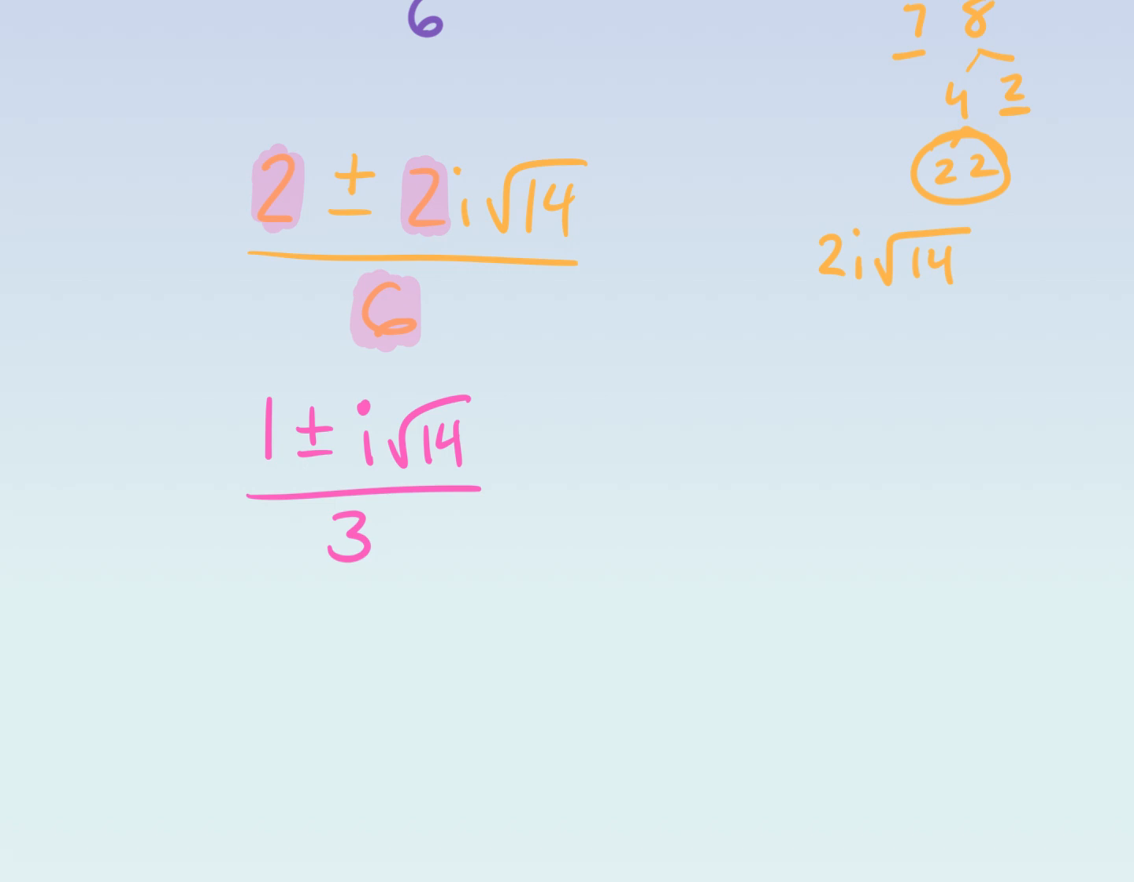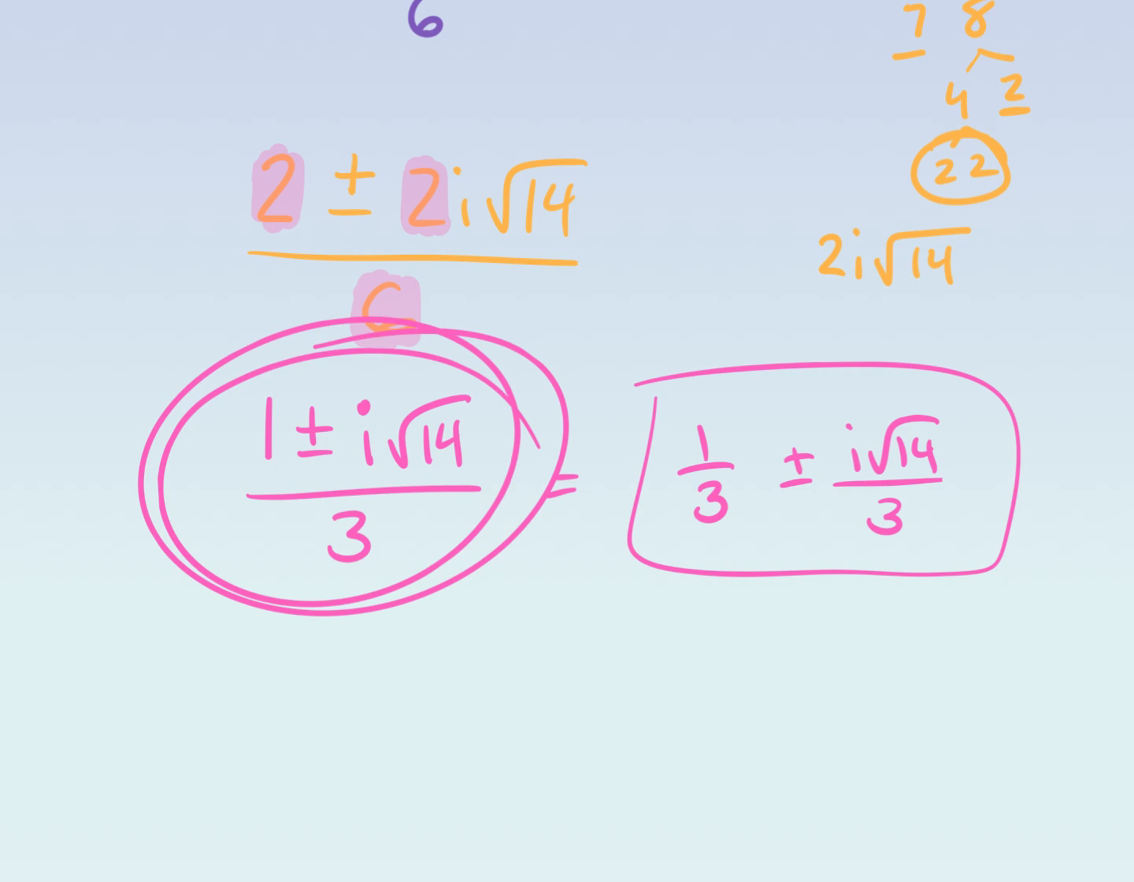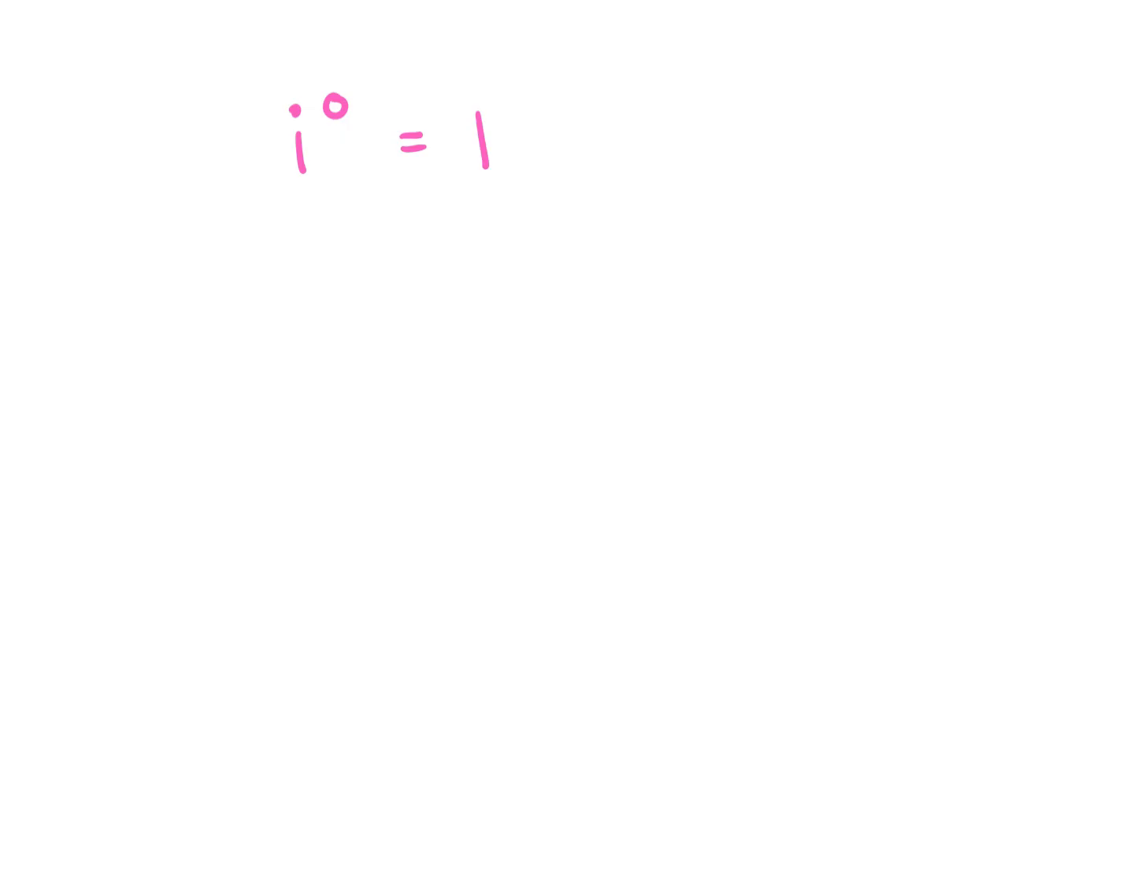WebAssign probably doesn't want this as an answer. It will want you to break it apart. So we've got 1/3 plus or minus I square root 14 over 3. Which, again, WebAssign doesn't have that plus or minus. So you'd still have to split it up into 2 answers. So 1/3 plus I square root 14 over 3. 1/3 minus I square root 14 over 3. But this would be fine on a test or quiz. You can leave it all as 1.